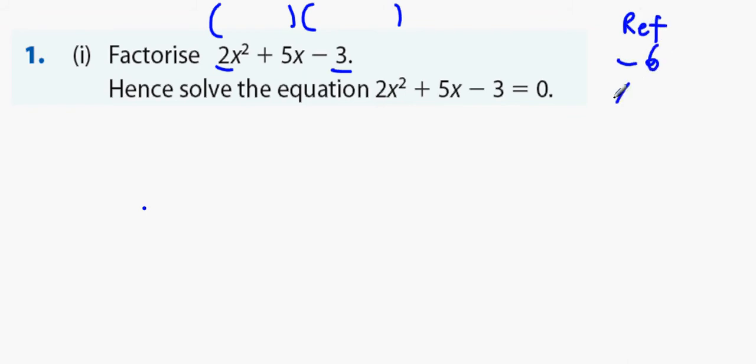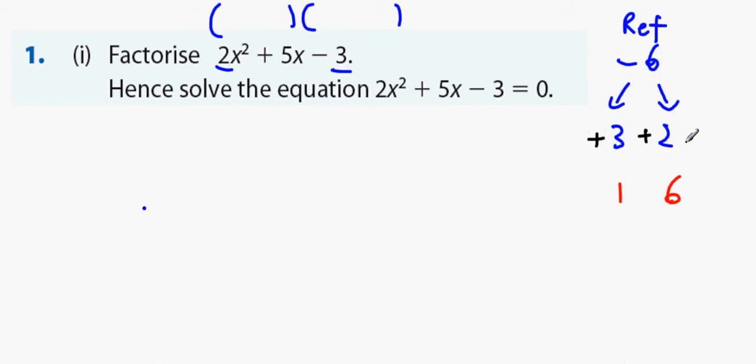So we could have 3 and 2, or we could have 1 and 6. Now, the problem with 3 and 2: in order to make plus 5, we need both of them as plus. So plus 3 and plus 2. Now, plus 3 plus 2 does make plus 5. However, when you multiply plus 3 with plus 2, it doesn't give you minus 6, it gives you plus 6. So you can rule that out.